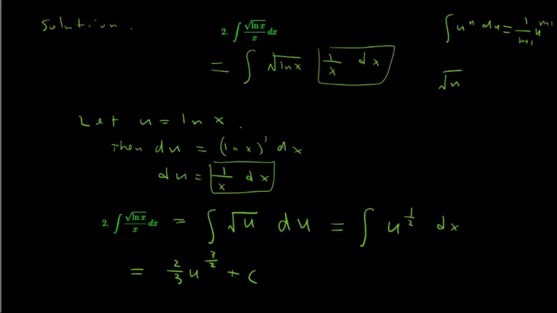That's almost the final answer, but not the final yet. The given integral is an integral of a function of x. You need to write the final answer as a function of x, which means the relation of u and x is here. Wherever you see u, you need to replace u with natural log of x. So the final answer is 2/3, and then you replace u with natural log of x, natural log of x to the power of 3/2, right? And then plus c.